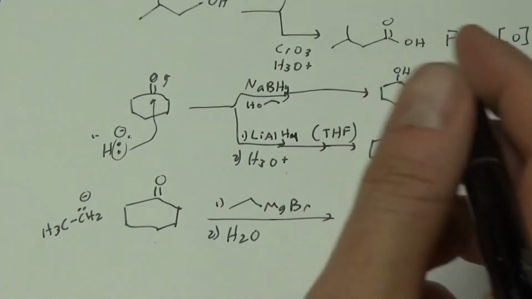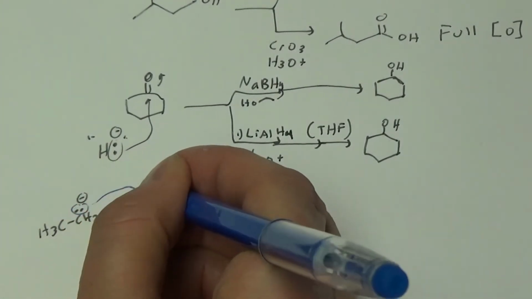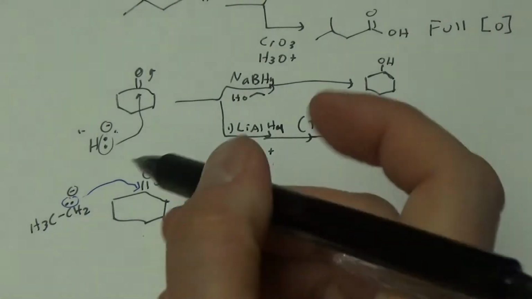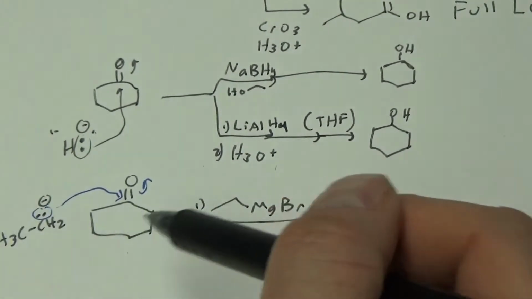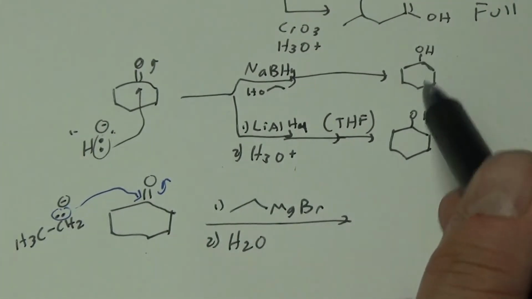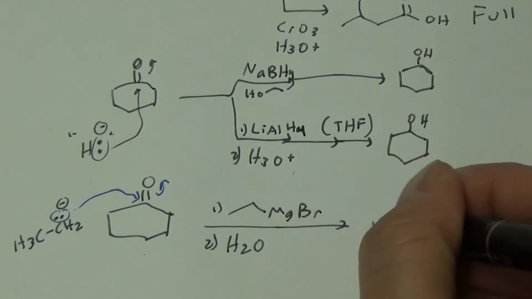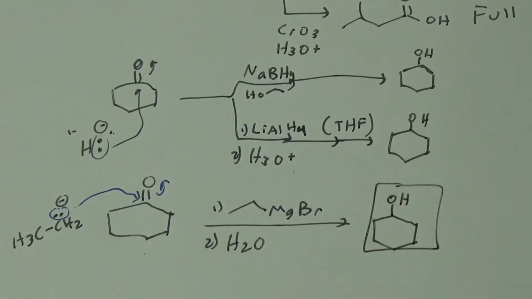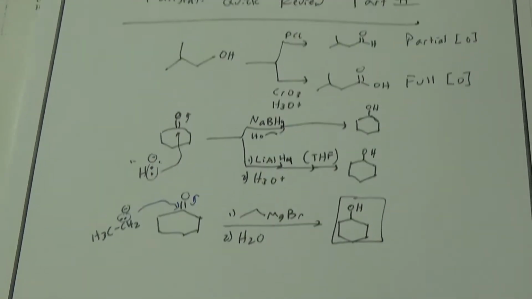H3CCH2. And then it reacts kind of the same way that H minus reacted, but now R minus reacts. And rather than getting a secondary alcohol where you have an H that we added, you get a tertiary alcohol. Okay, cool. So that's our little tangent, and now let's keep going with where we are with the Grignards and organolithiums.